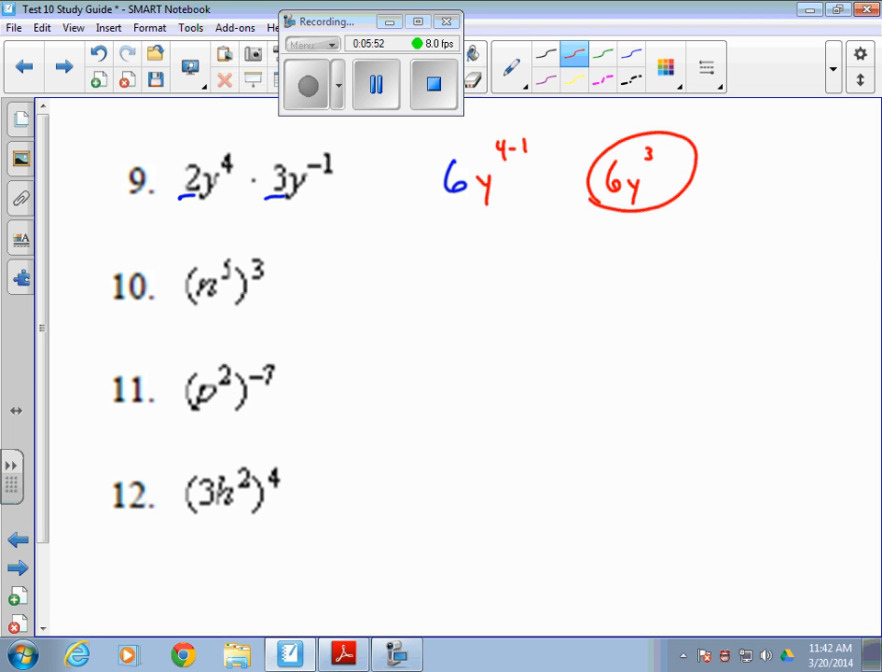n to the fifth to the third, a power to a power. Now instead of adding them, you multiply the exponents. n to the 5 times 3, n to the 15th power.